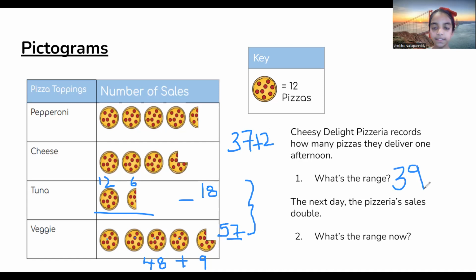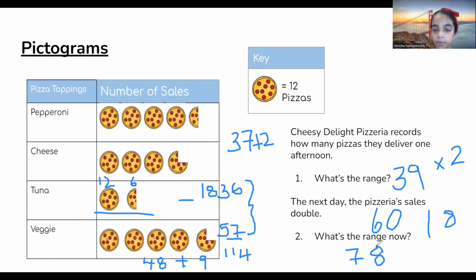The next day, the pizzeria's sales double. So what's the range now? So this is actually a little bit of a trick question, because if we double the sales, we get 114. And if we double the sales here, that's 36. But we didn't need to do all of that work. We could have just doubled the range here. So 39 times 2, well, 30 times 2 is 60, 9 times 2 is 18, add that together is 78.